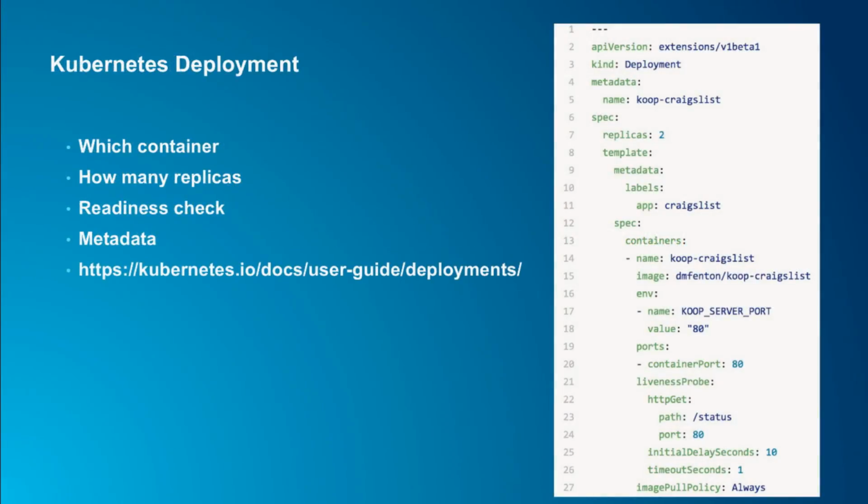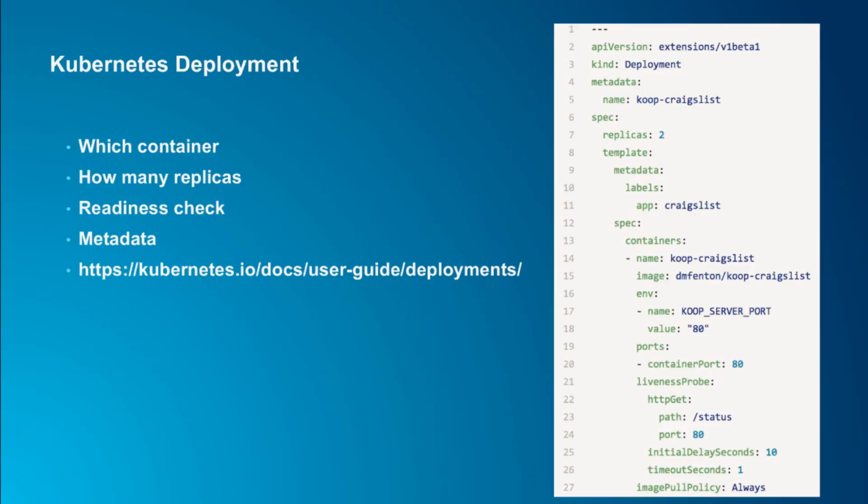Cool. So I mentioned this deployment, and that's just a YAML file. The key things here are that I have specified the name of the container, or the image, I'm sorry, and that's dm Fenton /Koop Craigslist. That's what I've uploaded to Docker Hub. Docker Hub is free for open source and public projects, so I upload a ton of containers there. And Kubernetes can pull from that automatically just by specifying it there.